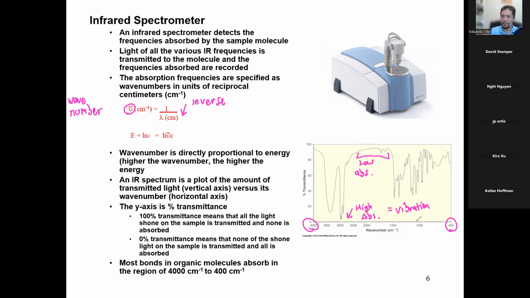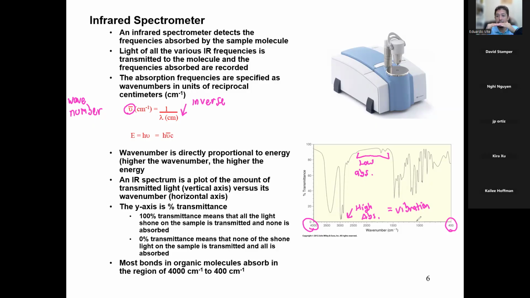And so it just so happens again that most bonds in the organic molecules are vibrating anywhere between 400 wave numbers, I'm using wave numbers now, 400 wave numbers to 4,000 wave numbers. Of course, there's probably some vibrations lower or higher than that, but for our general purposes, this is the general range that we stick to. So any questions about wave numbers, energies, IR stuff?